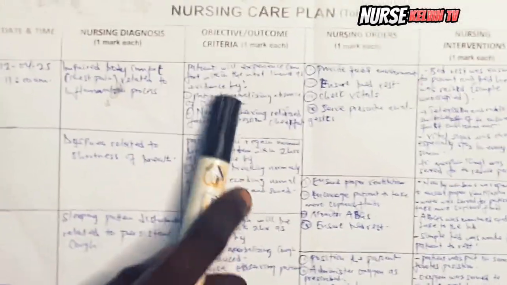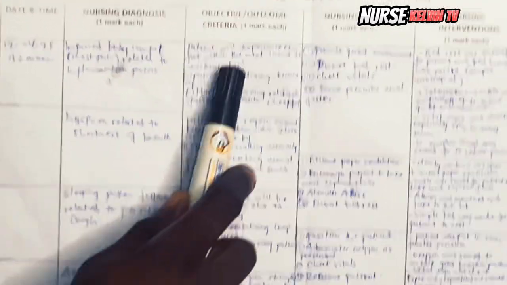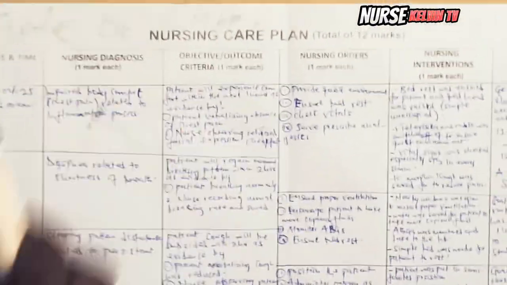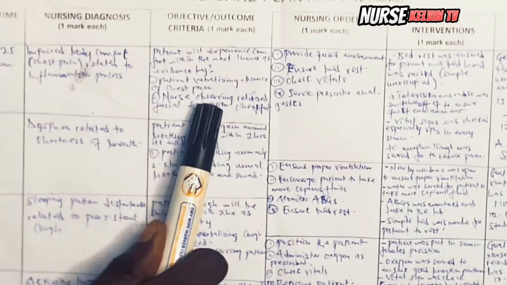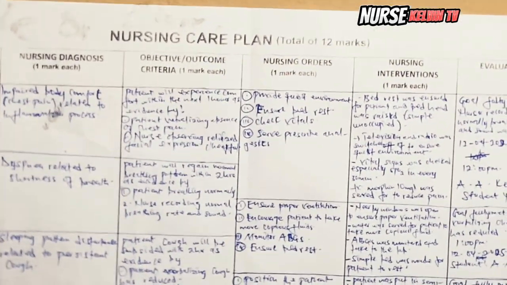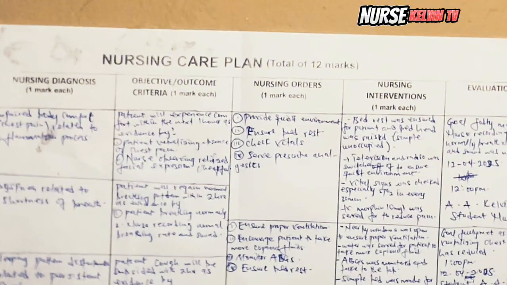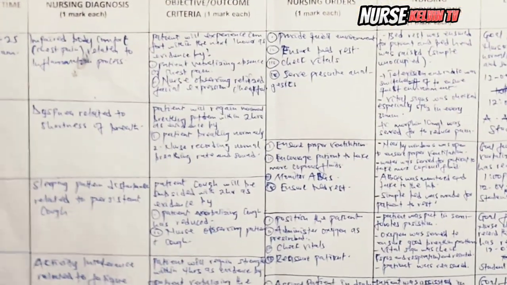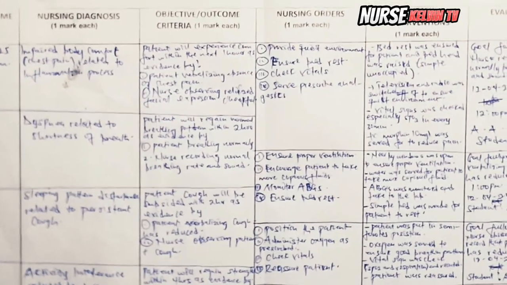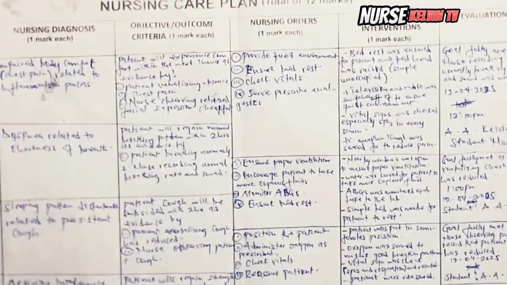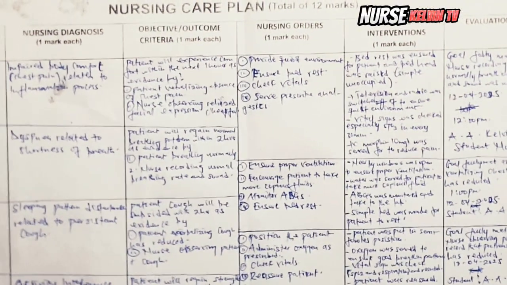The patient will experience comfort within the next 1 hour, as evidenced by 1, the patient verbalizing absence of chest pain, and 2, the nurse observing relaxed facial expression and cheerful behavior. So I'm going to make sure the nurse is observing the patient, the facial expression, whether the patient is cheerful and all those things. So within 1 hour, the patient is going to show these signs.